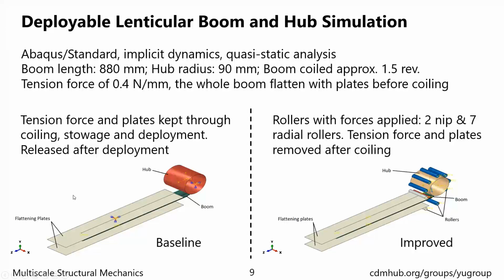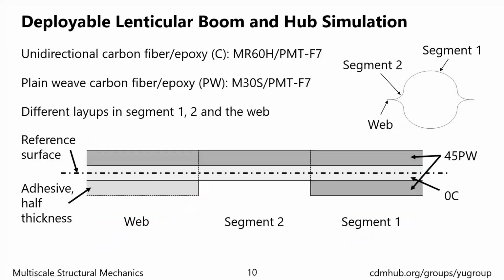We have developed 2 models. In this baseline model, the tension force and the flattening plates are kept until the deployment is finished. And then we also have an improved model, which is closer to the real structure. We add some rollers around the hub, so that the tension force and the flattening plates can be removed after coiling. The cross-section of the boom is shown here.